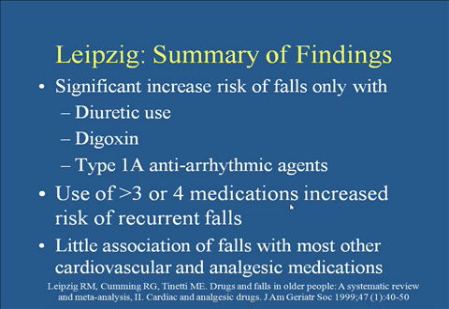So the Leipzig summary did find an increased risk of falls with diuretics, total diuretic use, both loop and thiazide, but not individually, and digoxin, as well as the type 1A antiarrhythmic agents. And again, they found that increased number of meds increased the risk of falls, but there was little association of falls with most other cardiovascular and analgesic medications.